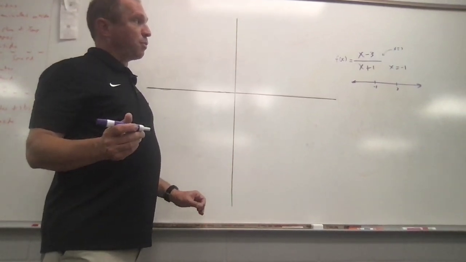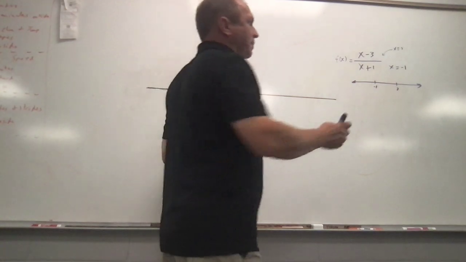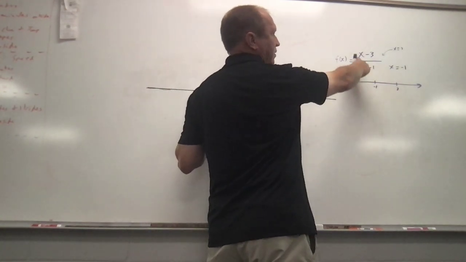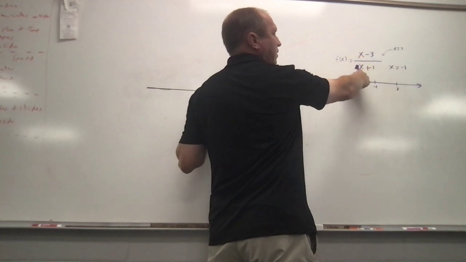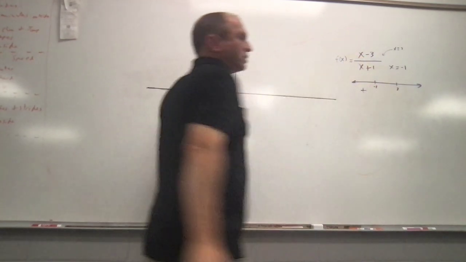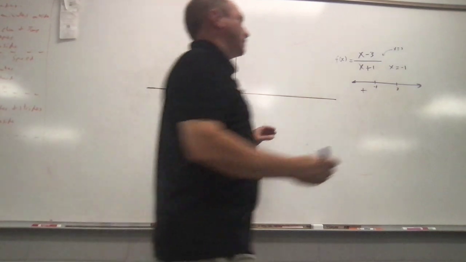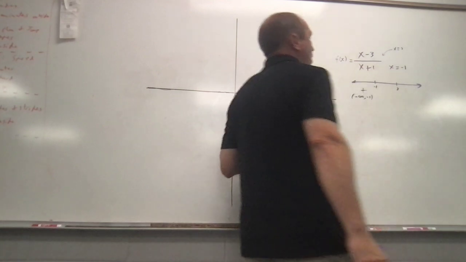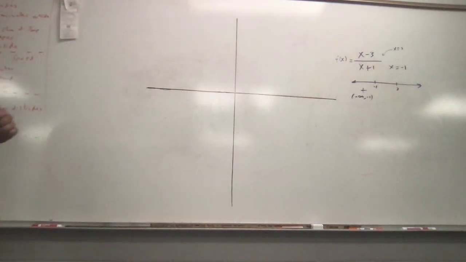So at this point right here, let's think about what's happening. If I plug in a number that's less than negative 1, let's say negative 2, I end up with a negative over a negative, which is positive. So all of my function values within this interval from negative infinity to negative 1 are positive.